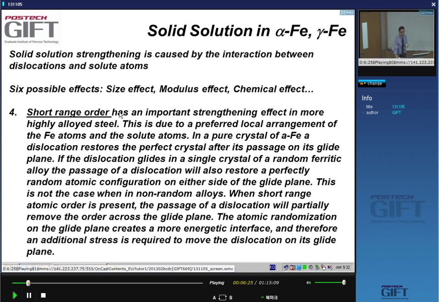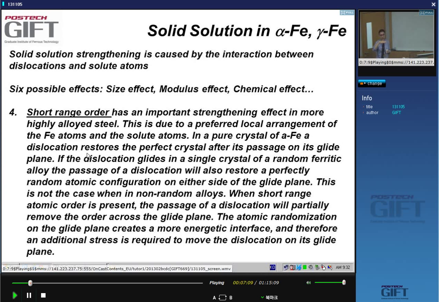Of course, ordering can only have effects when you have enough alloying present, so more alloyed. What we're talking about is a preferred local arrangement of iron atoms and solutes. Now, when you have a normal crystal that doesn't have ordering, when a dislocation passes through the crystal, before the dislocation you have perfect crystal, and after the dislocation has passed, the crystal is perfect too. There's no change.